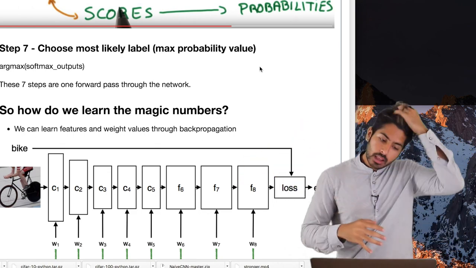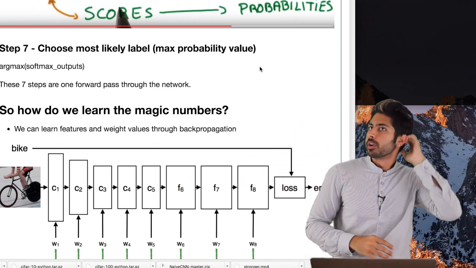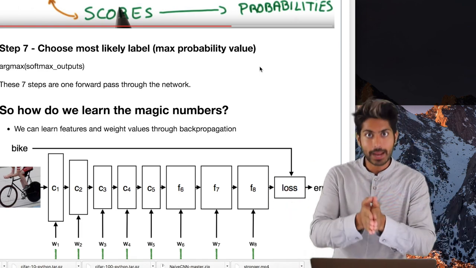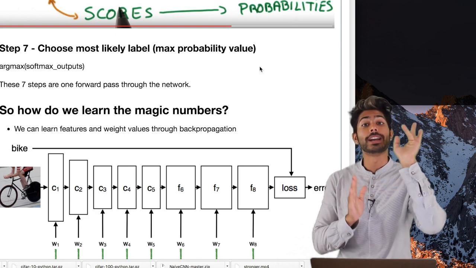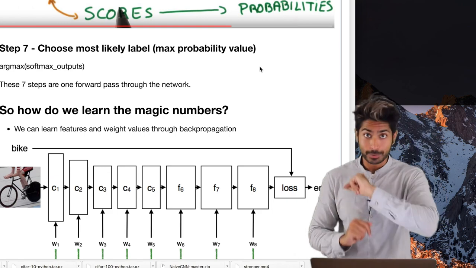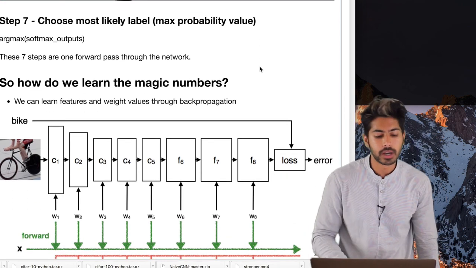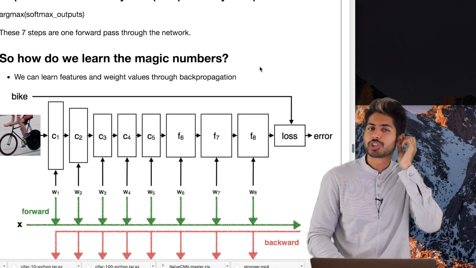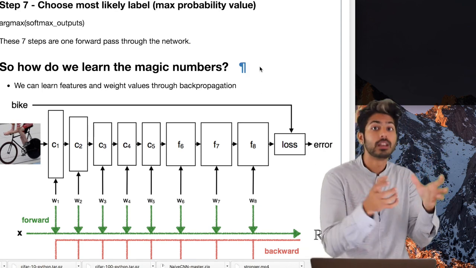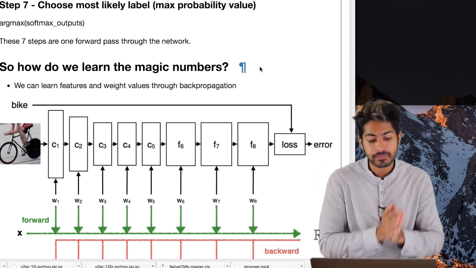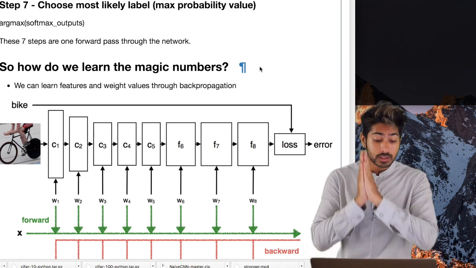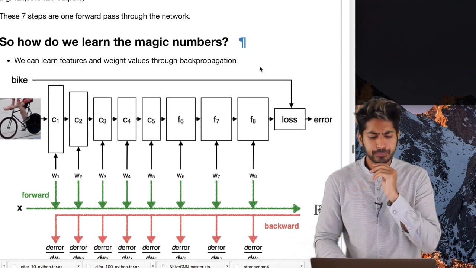Looks like that. Now you might be wondering, okay, so how do we train this thing? Well, using gradient descent, right? And when applied to neural networks, gradient descent is called backpropagation, exactly. Anyway, how do we learn these magic numbers? How do we learn what these weight values should be, what the features should be? Backpropagation is how we do it. We've talked quite a bit about backpropagation and gradient descent, but I'll go over it again.